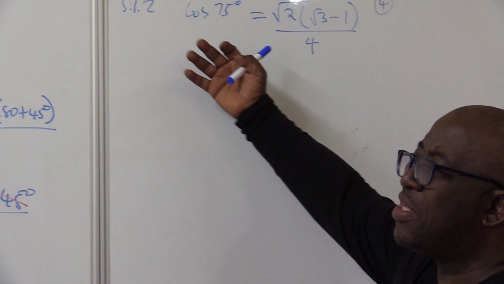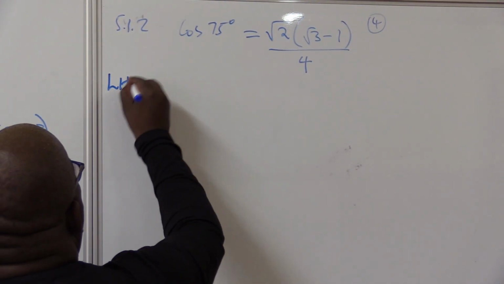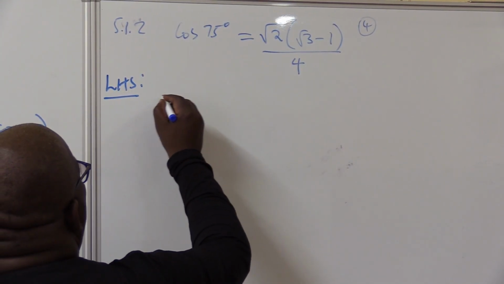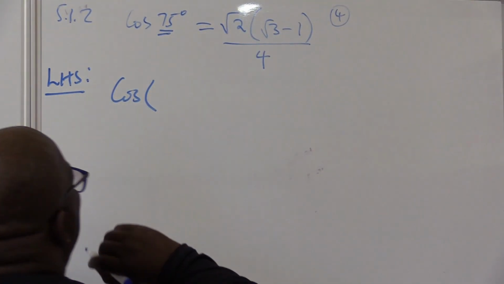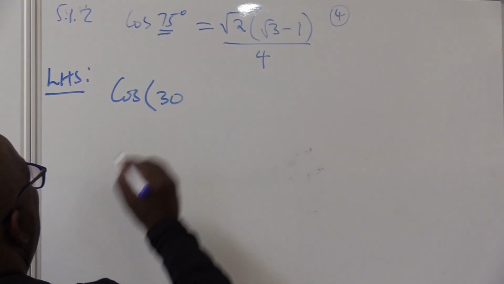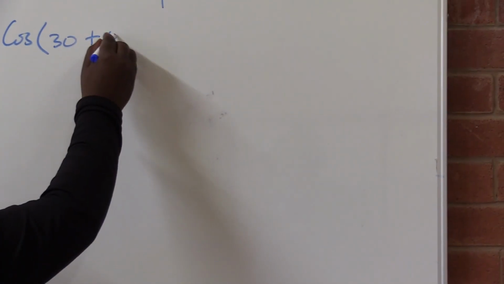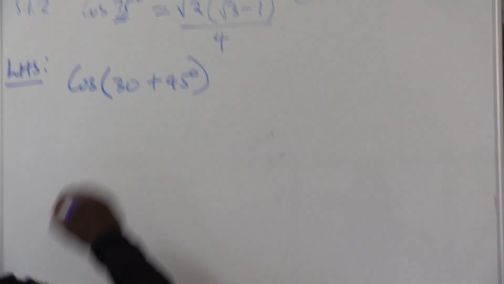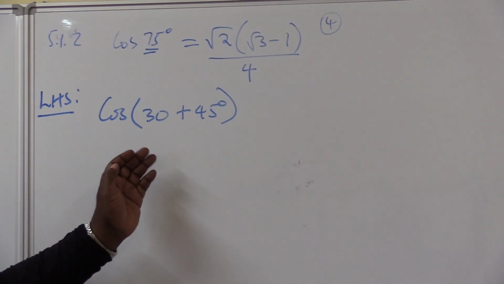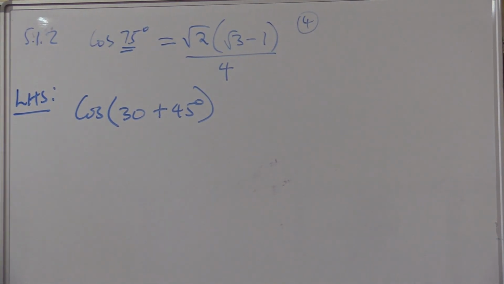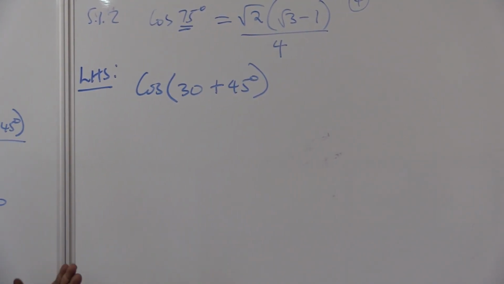If I've got 75, can I make these special angles? Yes, I can. I'm taking the left-hand side. If I've got cos 75, it is the same as cos what? I change this into special angles because I see the root 2s and root 3s there. This will be 30. 30 plus what will give me 75? 30 degrees plus 45. Yes, this is 75. I'm getting into special angles now. Cos 75 is the same as cos of 30 plus 45. Once I write it in this form, another subtopic crops up, which is compound angles.